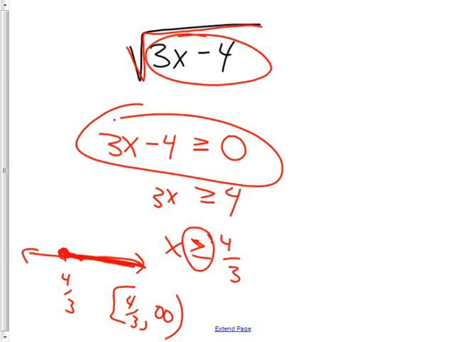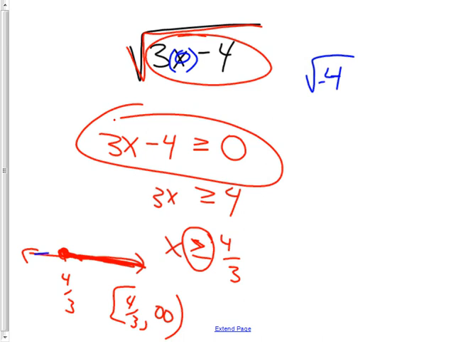All right? Yes. How about 0? Okay, if I stick a 0 in, what's 3 times 0? And then I have a -4, so it's negative. What if I stick in 0? I get -4 underneath the root. Is that okay to have a negative underneath the root? No. So 0 doesn't work.